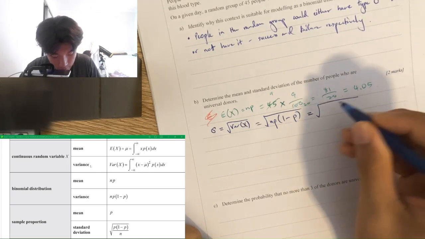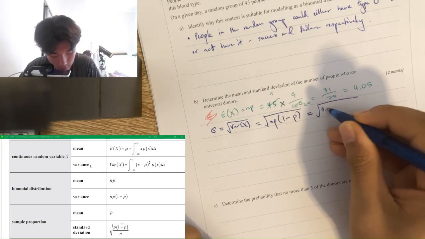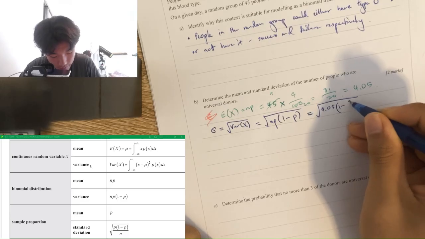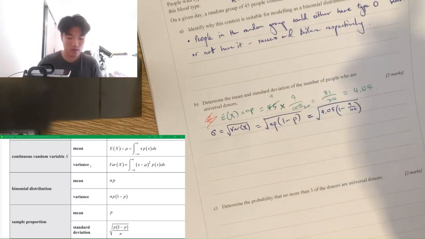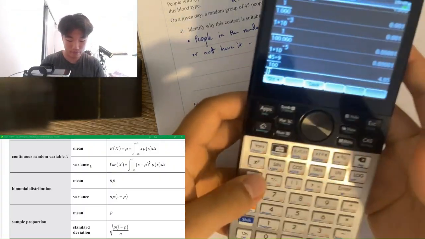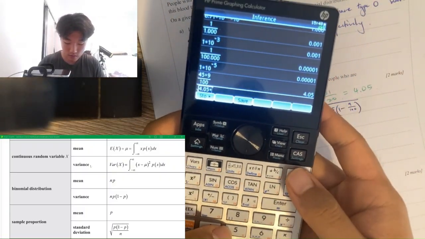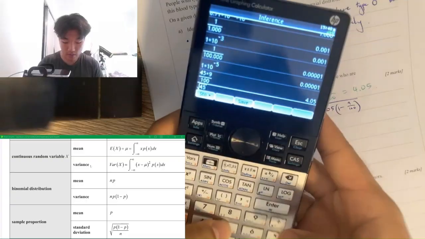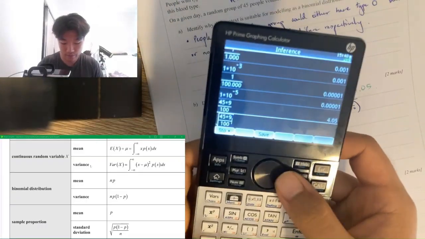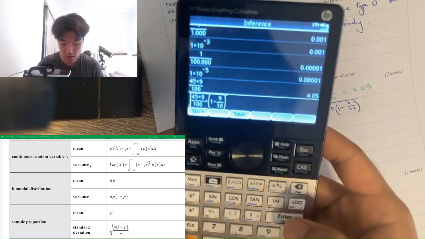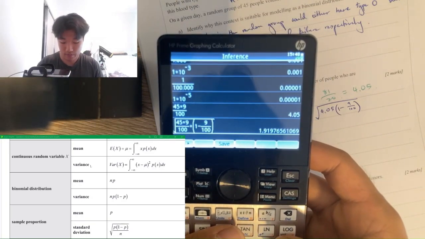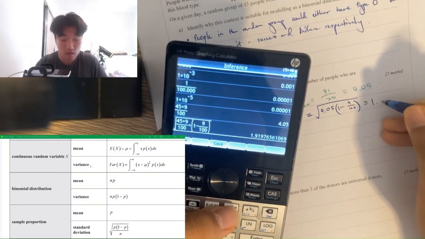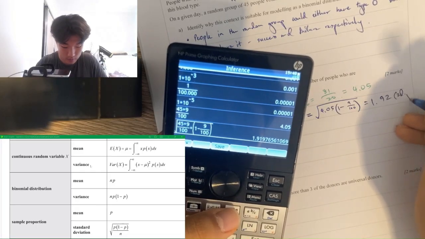Then you just sub it in. So we know np, we just determined that to be 4.05, and then we get 1 minus p, which is 1 minus 9 over 100. Just in case, like, this is wrong, I wouldn't recommend doing this. I'd just recommend inputting the values. Okay. So we get this. That's our standard deviation, 1.92 to 2 decimal places.